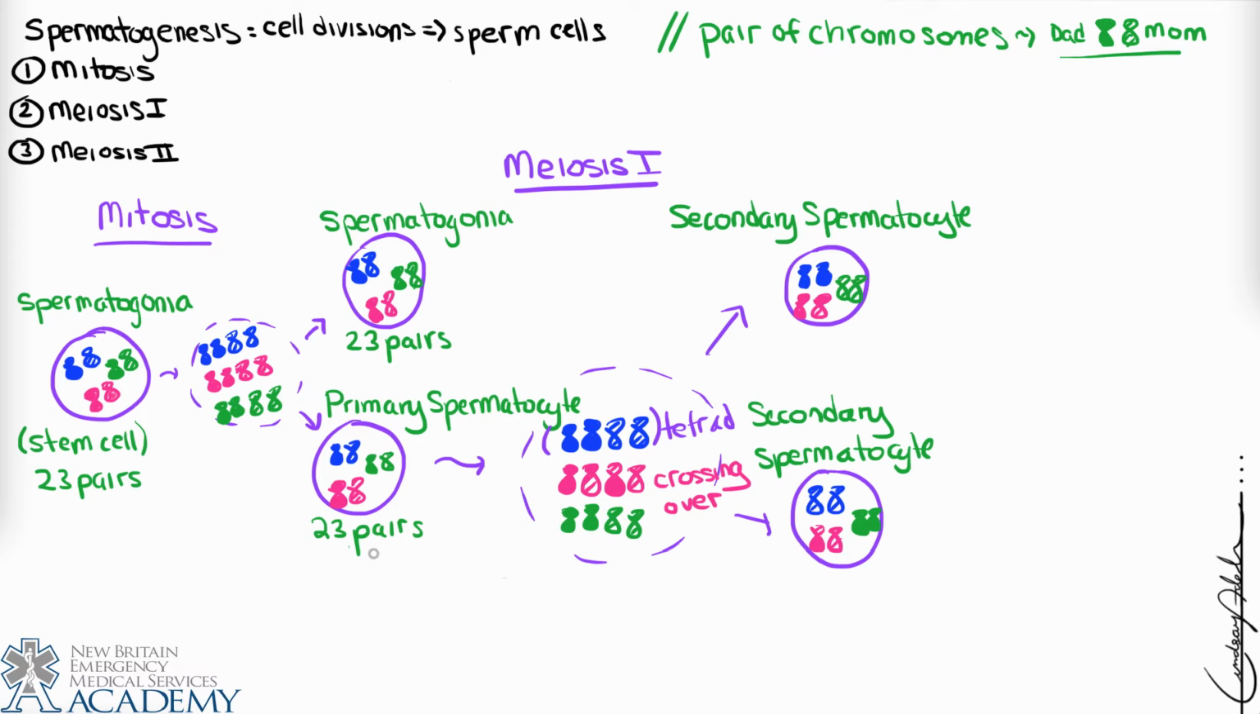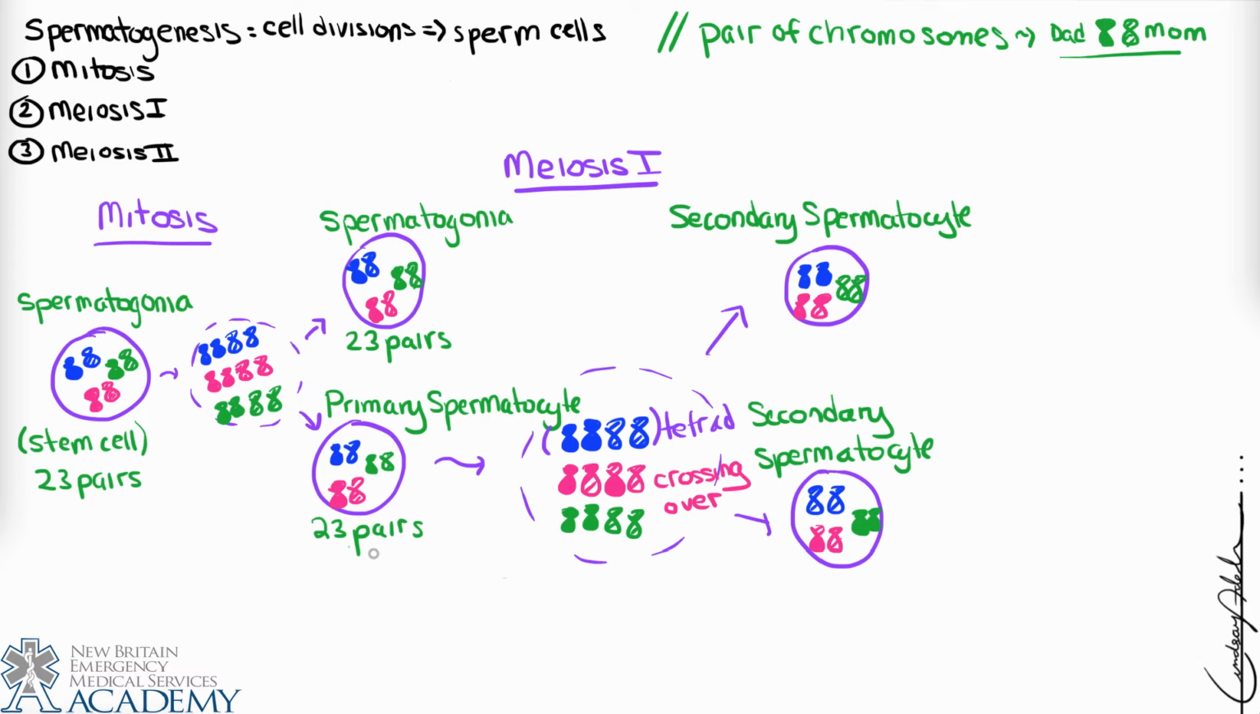Now let me be really clear about this, because I don't want you to think that one cell contains all 23 of the dad and the other cell contains all 23 of the mom, because that's not necessarily true. It can be any arrangement, but what we do have is, let's just look at the blue chromosome. You can see both the filled in chromosomes, so those are both dad, go to one secondary spermatocyte, and then both of the non-filled in ones that are mom go to the other one.